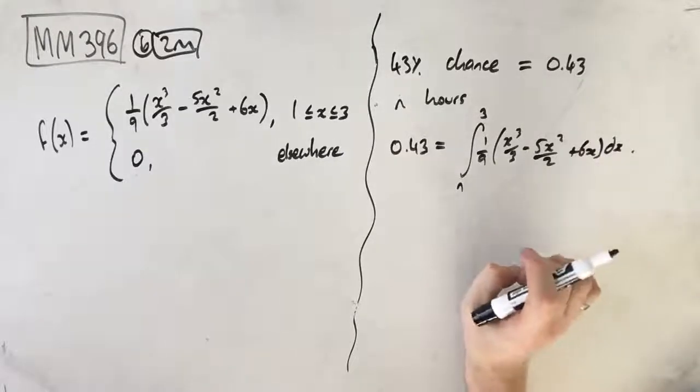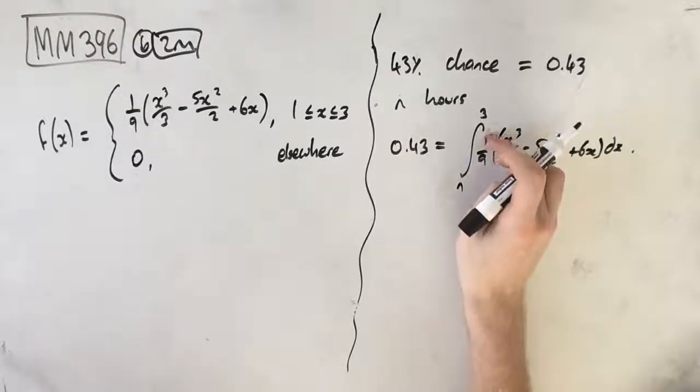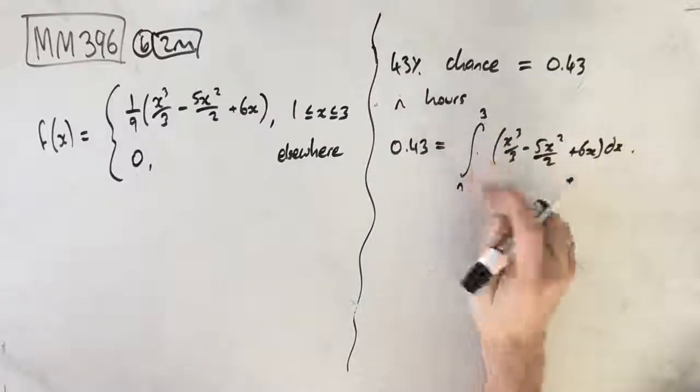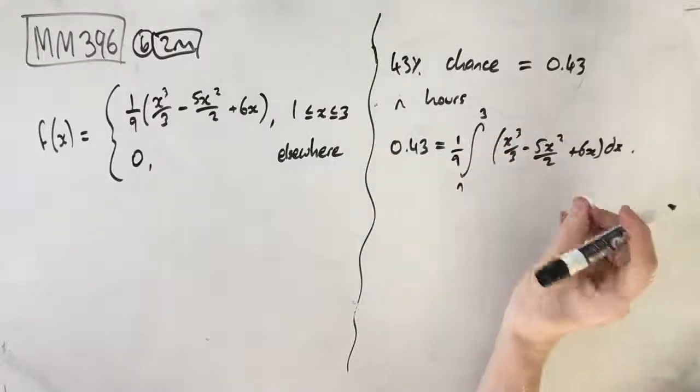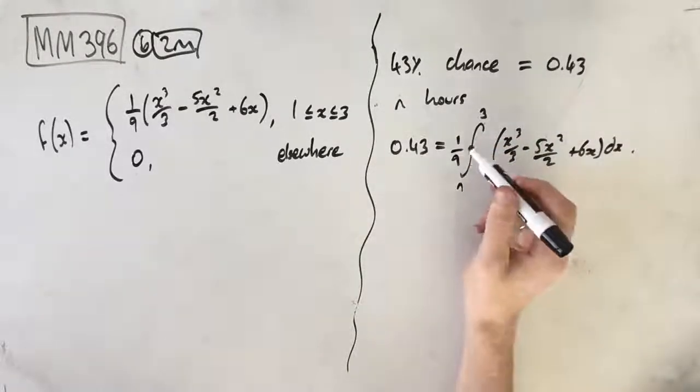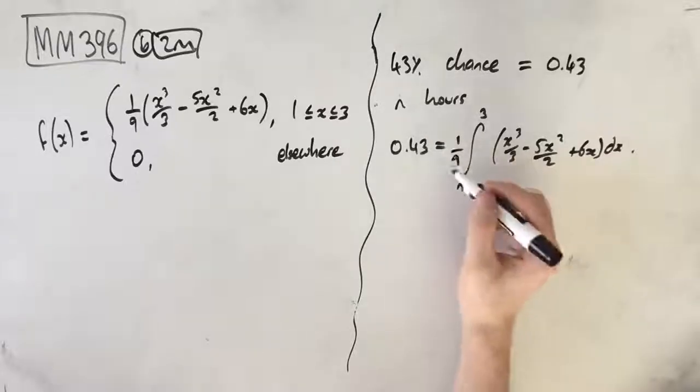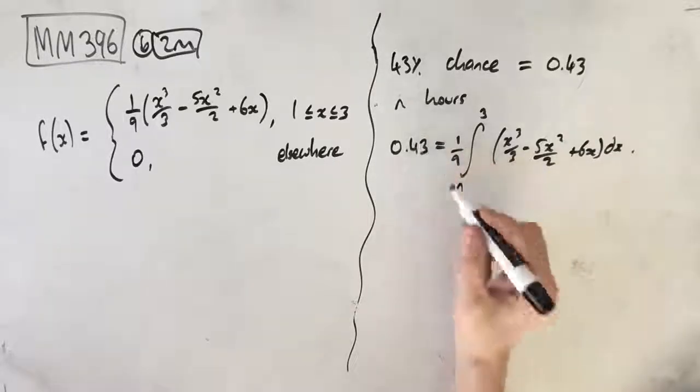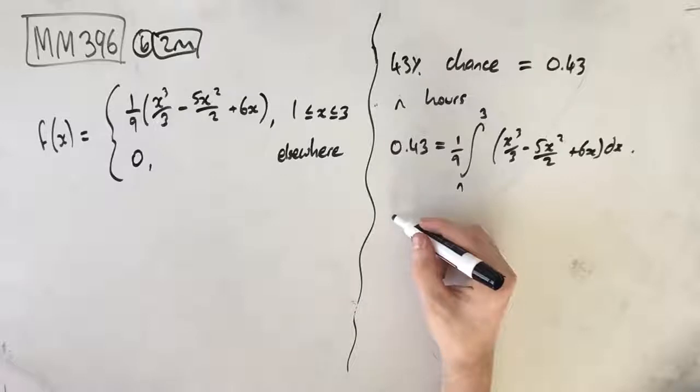Now, what we're going to do from here is we're actually going to take this 1 on 9 out the front here, 1 on 9, because it's a constant, so we can do that. And then what we're going to do is multiply both sides by 9, right? To get rid of that 1 on 9, and we can multiply that across. So what we get is 3.87.